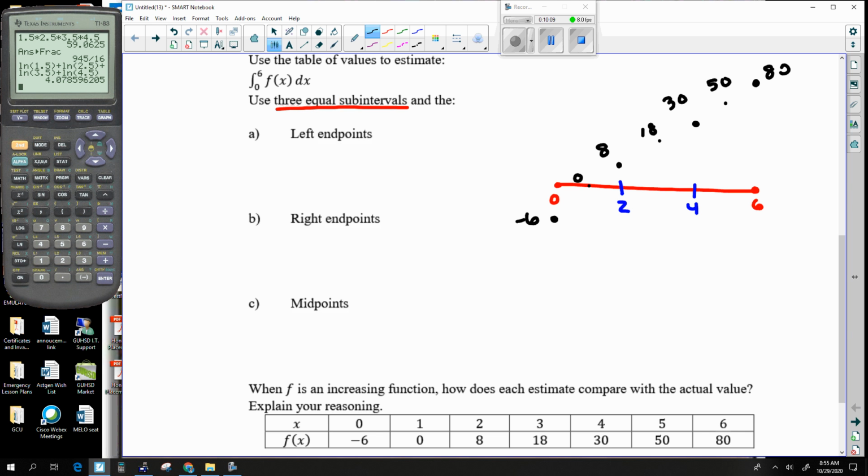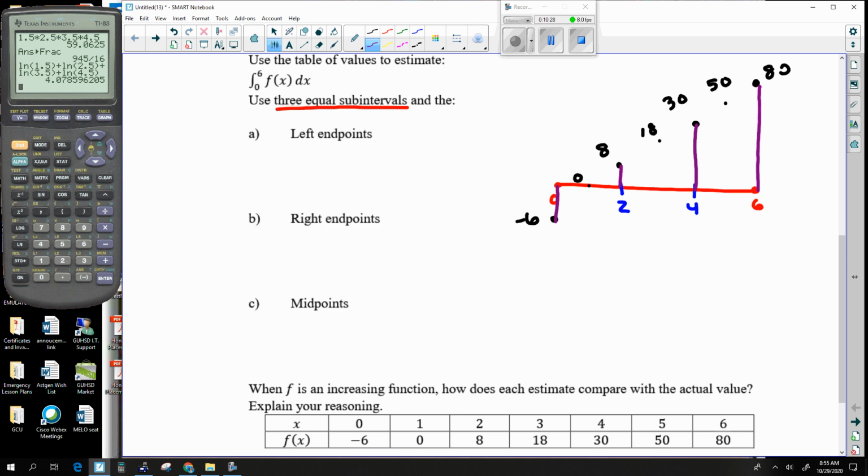So the very first question asks us to approximate this area using the left endpoints. All right, so this very first, we have most of them using these rectangles right here.